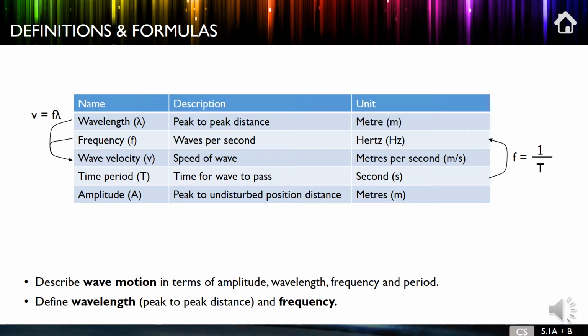So here's a summary of those key ideas, wave speed as well. So we've got our descriptions there, and we have two formulas. The one we've already alluded to, frequency is 1 over time period, but then this one is a key one which we'll look at in the next slide, which is that velocity is frequency times wavelength.